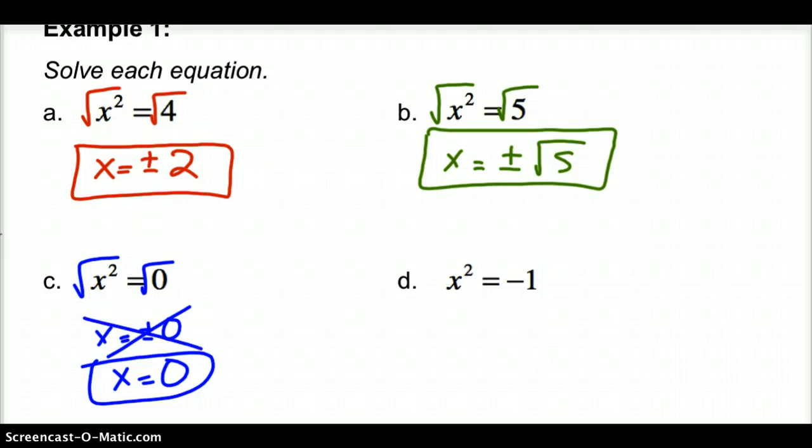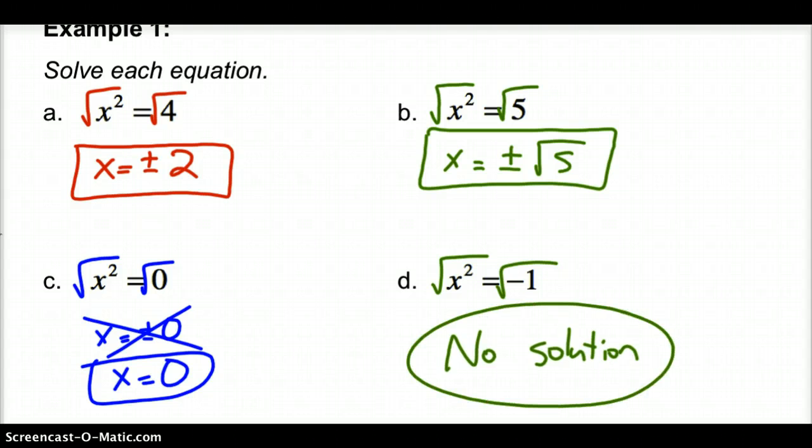And then finally, on this last one, we notice that if we take the square root of each side, we take the square root of a negative number, which we cannot do. So we basically say that in this example there will be no solution. Okay, let's take a look at a couple more.